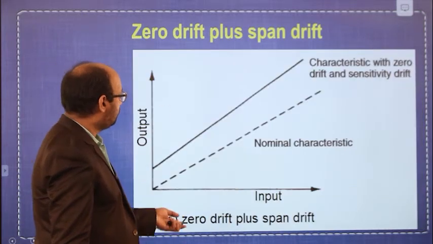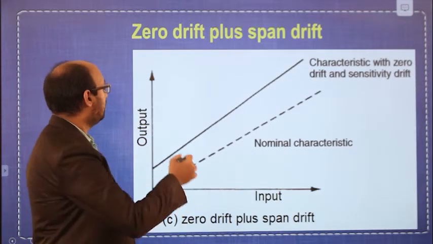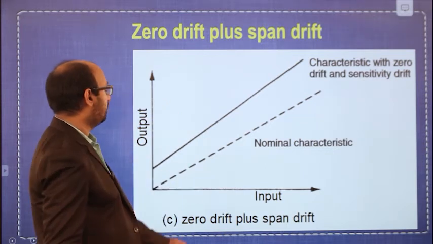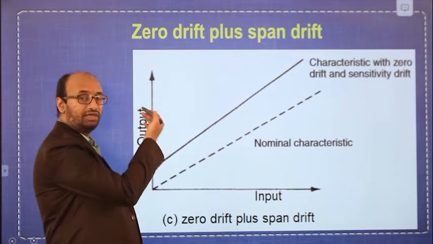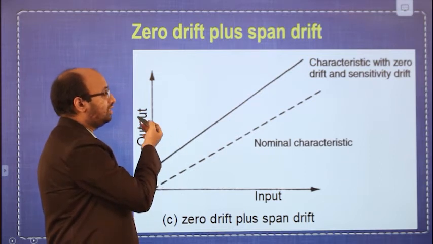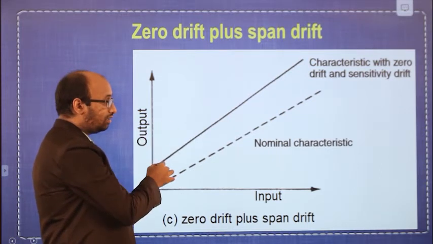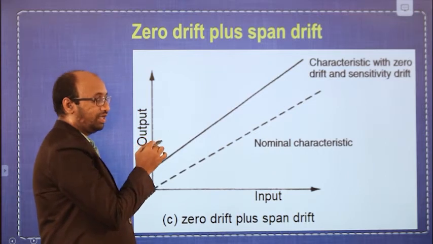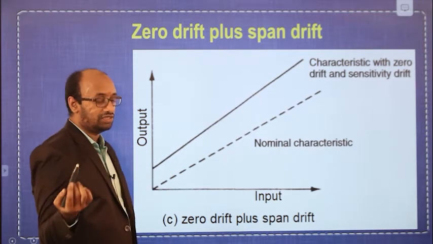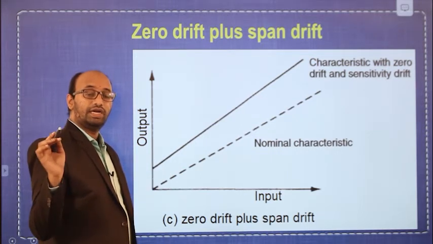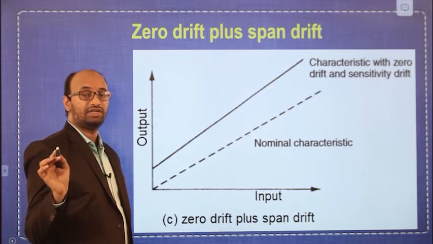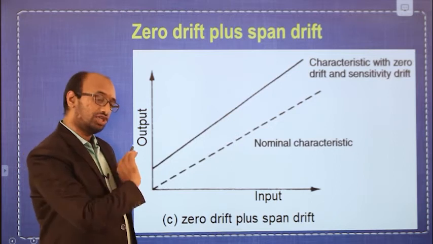Next is the combination of these two. There is zero error and there is error throughout the span of the instrument because of different changes in and around the instrument. All these are external to the instrument, maybe because of temperature changes around the instrument, mechanical vibrations inside the instrument, and stray electrical and magnetic fields inside the instrument, you will get departure in the output.